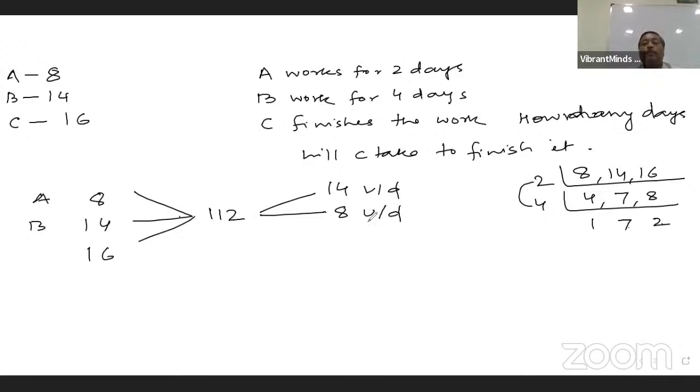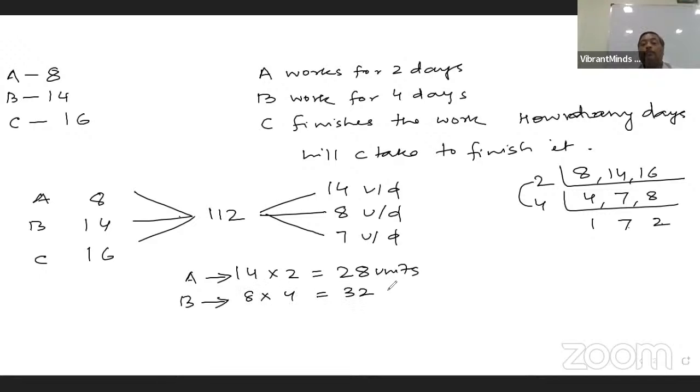So A is doing 14 units per day. B is doing 8 units per day. And C is doing how many units? 7 units per day. So A works for 2 days. So 14 into 2, that is completed 28 units. B worked for 4 days. So 8 into 4, 32 units. Total units done is how much? 60 units.